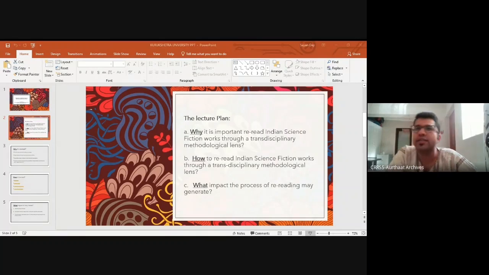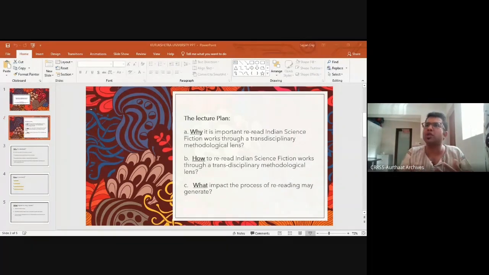But the question is, if we look at the way science fiction is perceived within an academic institution, especially in the curricular space, what we see on a majority of occasions, unless it is at the PhD level where people are indulging in various cross-disciplinary work in science fiction, is that at the honors or the master's level, a majority of the time we read science fiction within English literature.